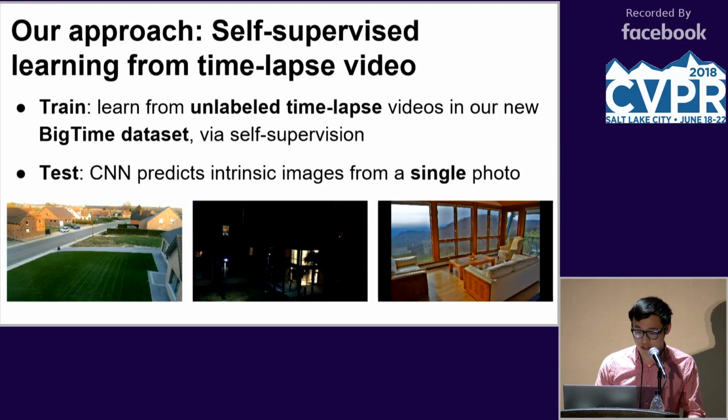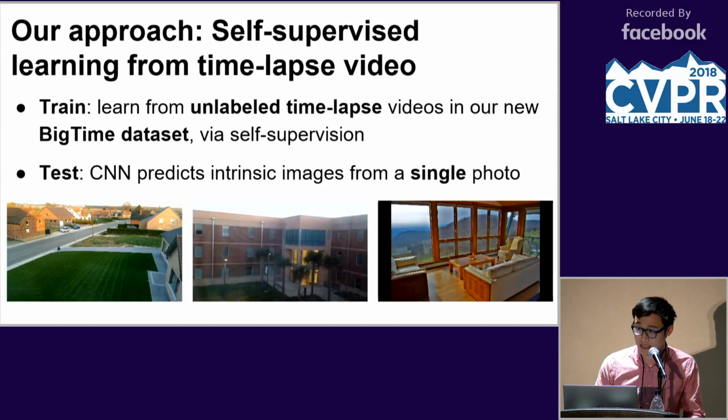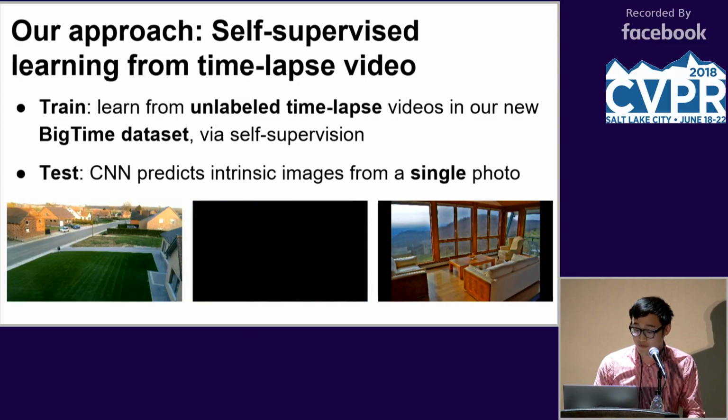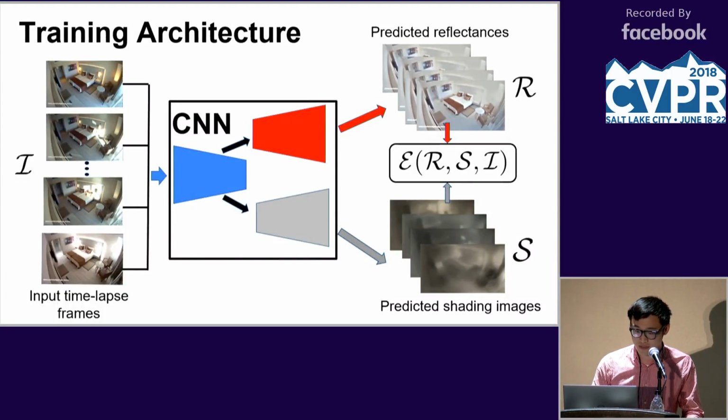Here are some example videos from our dataset. During training, we take a self-supervised learning approach to ask a network to learn consistent decompositions from unlabeled time-lapse video clips. At test time, our trained model can use knowledge learned from time-lapse data to predict intrinsic image decomposition from a single photo. During training time, our system takes in a time-lapse image sequence as input, and we feed it into a convolutional neural net. The 2 decoders inside the CNN predict reflectance image and shading image for each frame in the input sequence independently.